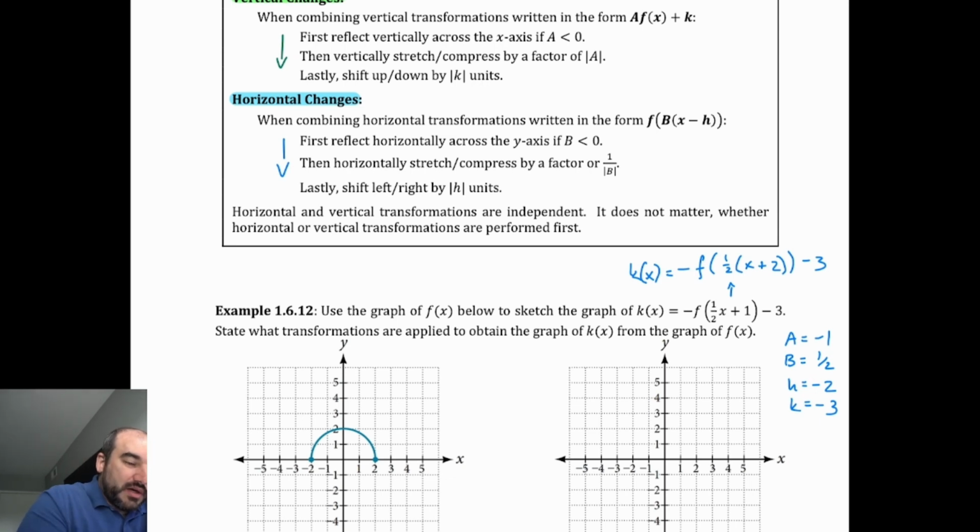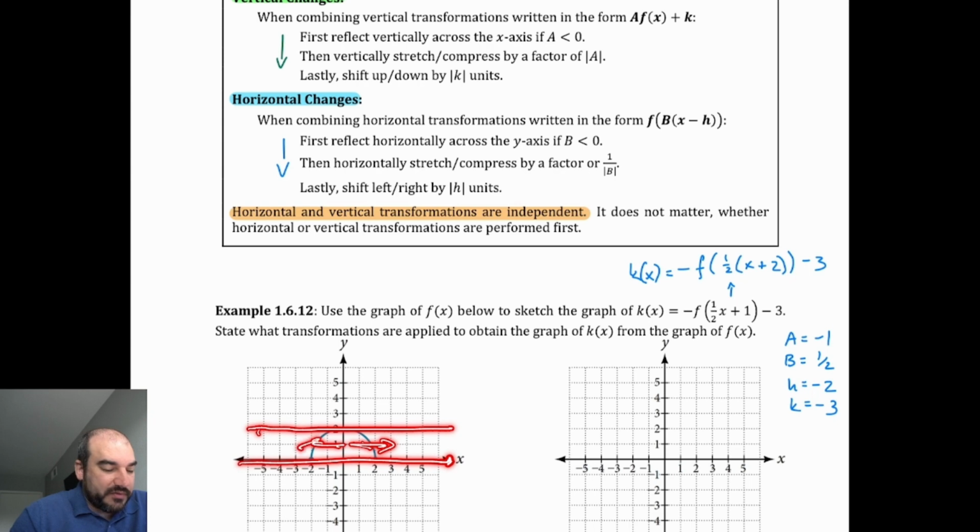This last part says horizontal and vertical transformations are independent. It doesn't matter whether you do the horizontal or vertical first, because when you're doing horizontal stretches or shifts or whatever, that shouldn't affect any kind of vertical aspect of the graph, right? When you're doing anything horizontal to the graph, it should remain in this window here. If you have stretches or reflections or shifts, it should shift right and left in this window here. It should stretch horizontally in this window here. It should reflect across the y-axis if it's reflecting, but it should never leave this window here.